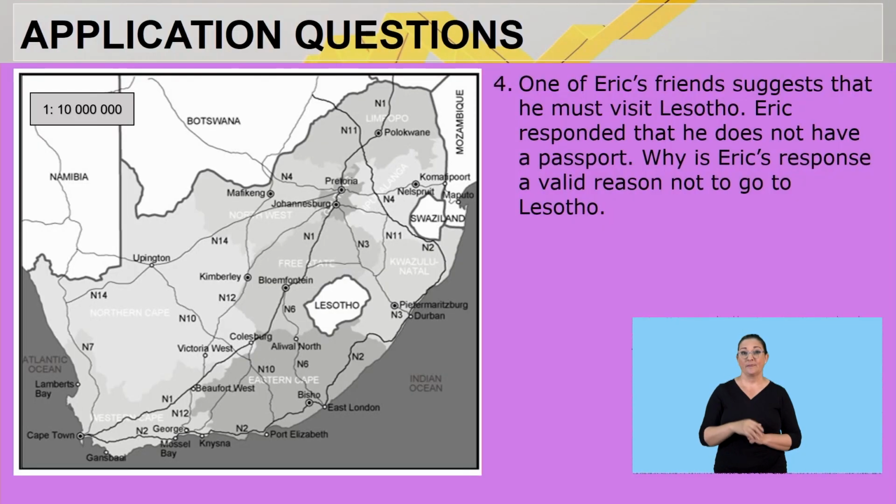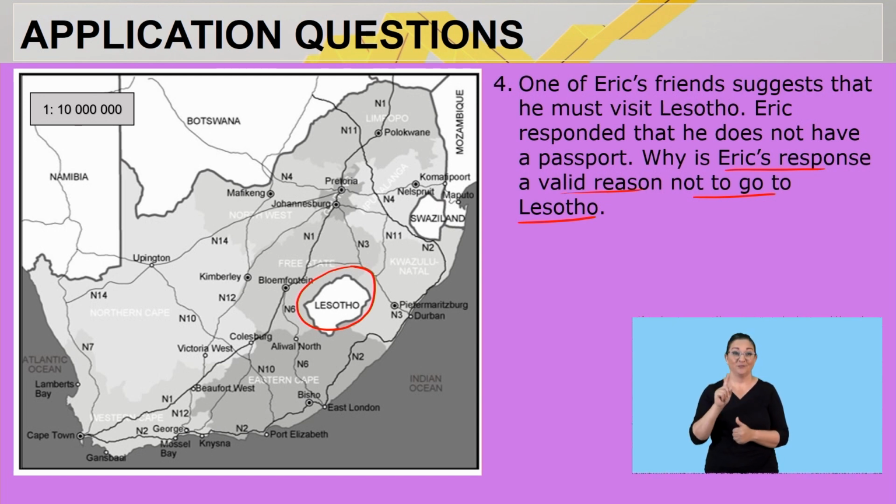Okay, guys, let us now look at our last question. At question number 4, we are saying here that one of Eric's friends suggests that he must visit Lesotho. Right, so here's Lesotho. Eric responded that he does not have a passport. So the question, why is Eric's response a valid reason not to go to Lesotho? Okay, so what is our answer here?